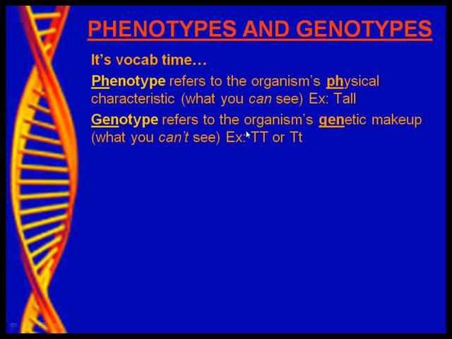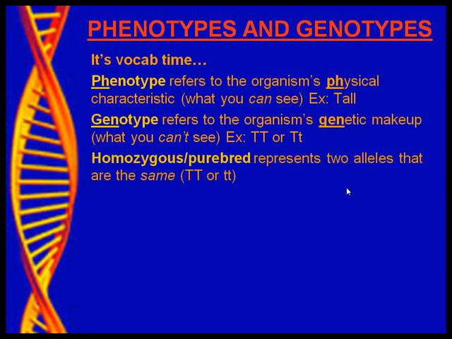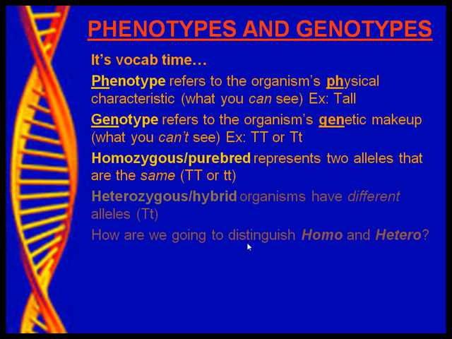So again, we're going to represent those with just letters. Homozygous, or purebred, represents the two alleles that are the same. Homozygous or purebred, they're used interchangeably. And heterozygous or hybrid refers to different. If you think of a hybrid car, okay, it uses energy from gasoline and from electricity, has different alleles, big T and a little t. How are you going to distinguish between homo and hetero? I think we all know the answer to that.